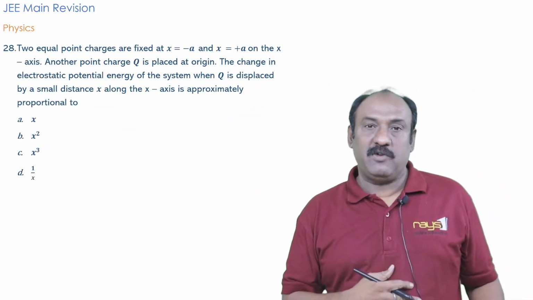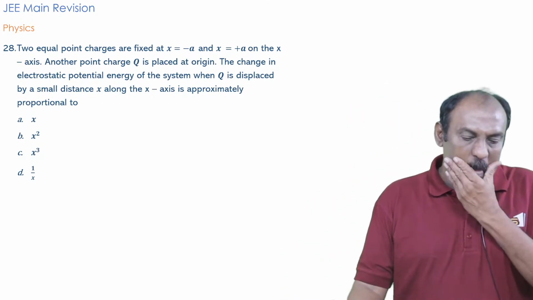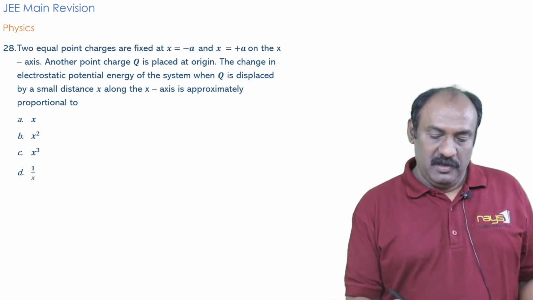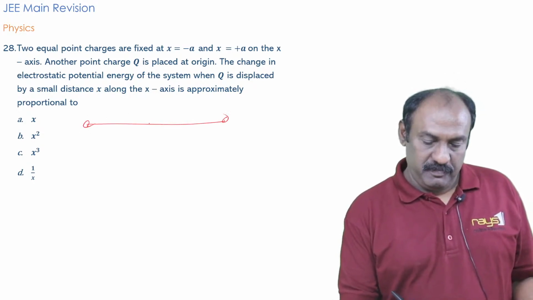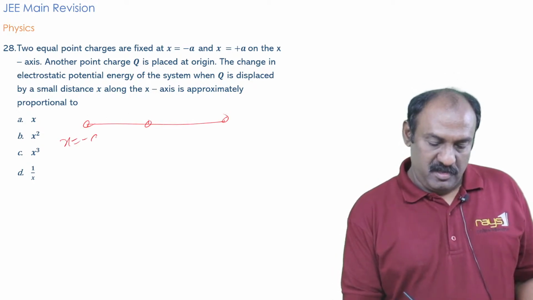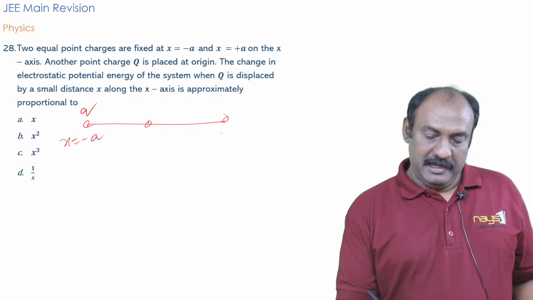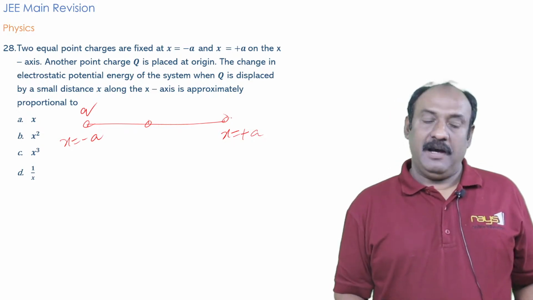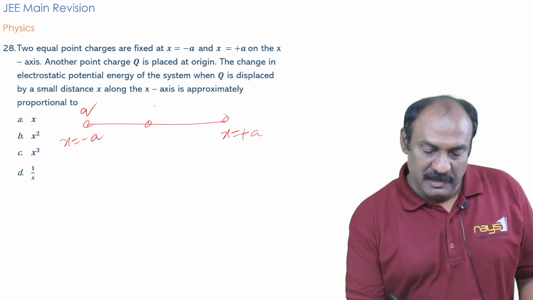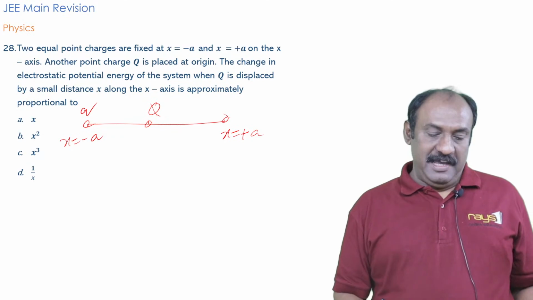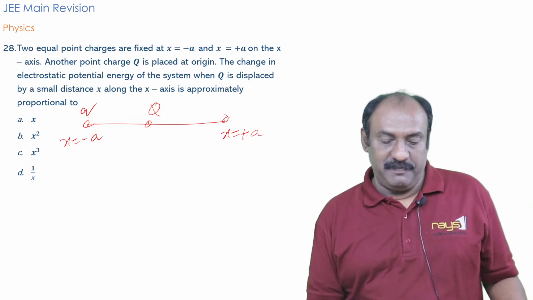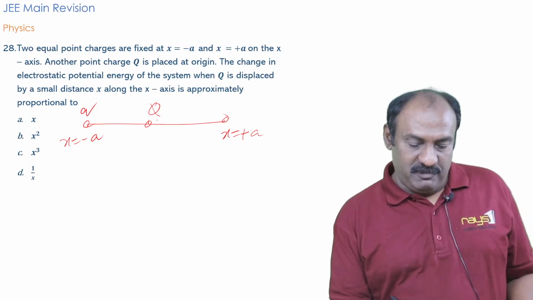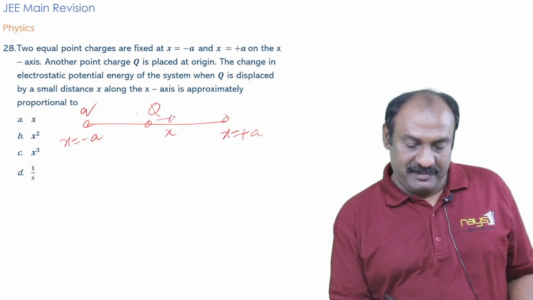Next, question number 28. The 2 equal point charges are fixed at x equal to minus a and at x equal to plus a on the x axis. Another point charge capital Q is placed at the origin. The change in electrostatic potential energy of the system when Q is slightly displaced by a small displacement x along the axis.